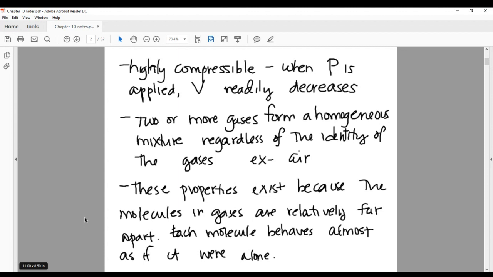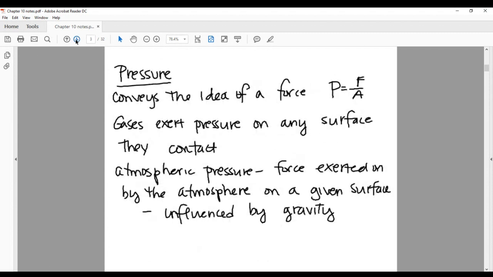These properties occur because gas molecules are far apart. So when you have a mixture of gases and they expand to fill the container so that their volume equals the volume of the container, they essentially behave as if they are alone, because gas molecules are relatively far apart from one another. If we consider that compared with solids and liquids, we know that for solids, the molecules are packed very tightly together. With liquids, there's a little room in between them. But with gases, they're very far apart. So they behave almost as if they were alone and that there weren't any other molecules with them.